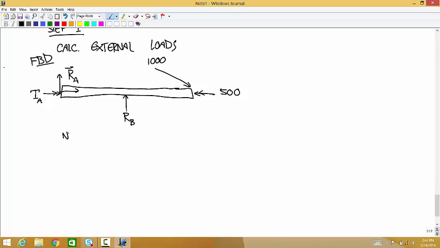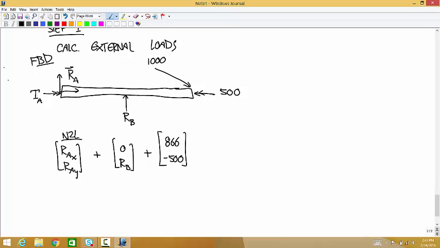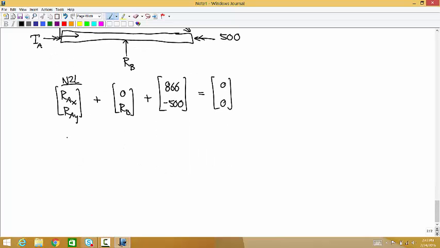Okay, so Newton's second law now says RAX, RAY plus 0 RB plus, that's 866, negative 500. This is a couple, so that doesn't go in there. And now the moment equation.